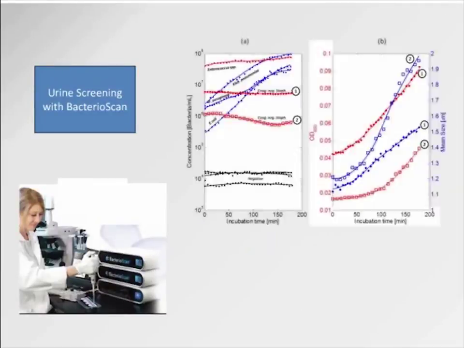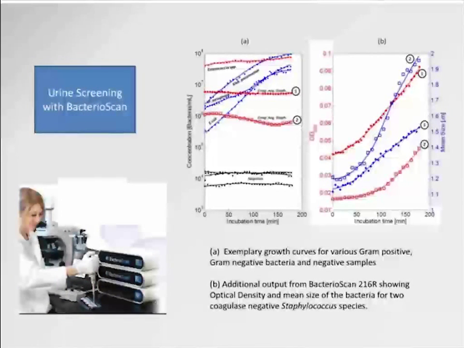So what happened with urine screening with the BacterioScan? On the left, labeled as A, are the growth curves for various gram-positive and gram-negative bacteria and negative samples, as you can see on the bottom with the black. So here are the negative samples down here. If I drag my arrow up to here, here's a coagulase negative staph, another coagulase negative staph, E. coli, Klebsiella pneumoniae, Enterococcus, etc. So basically what you're seeing are growth curves over that incubation time as compared to a negative, which is less than or equal to 10 to the 4th.